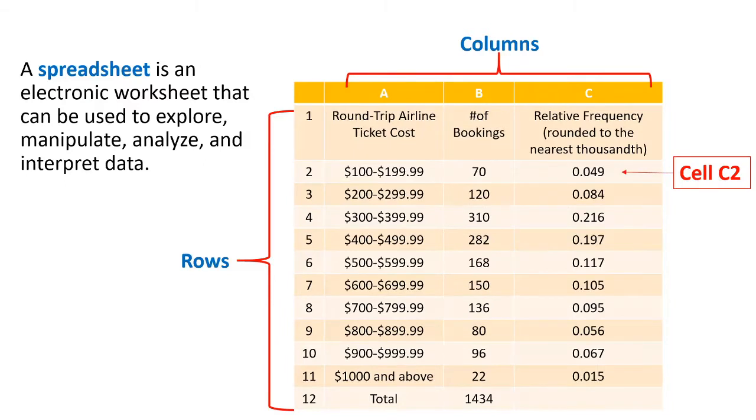For example, the box C2 has the value 0.049. So we can locate any cell by naming its corresponding column letter and row number. We can also use formulas to do calculations in these spreadsheets.